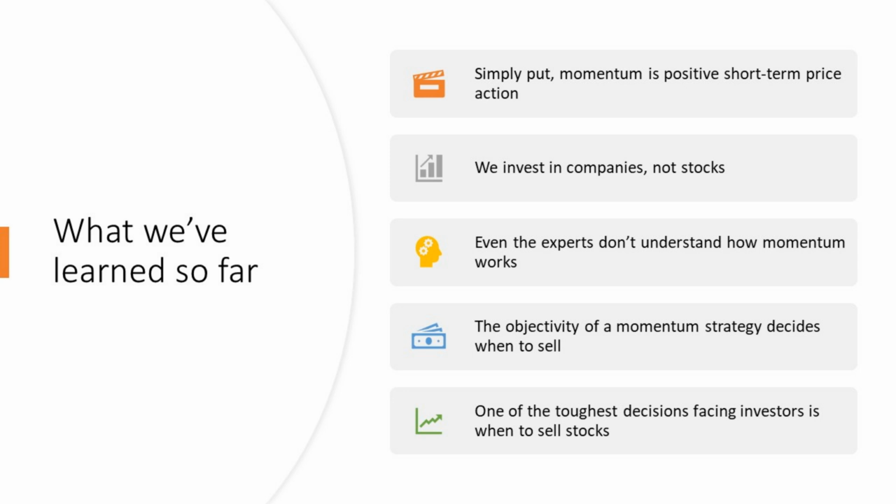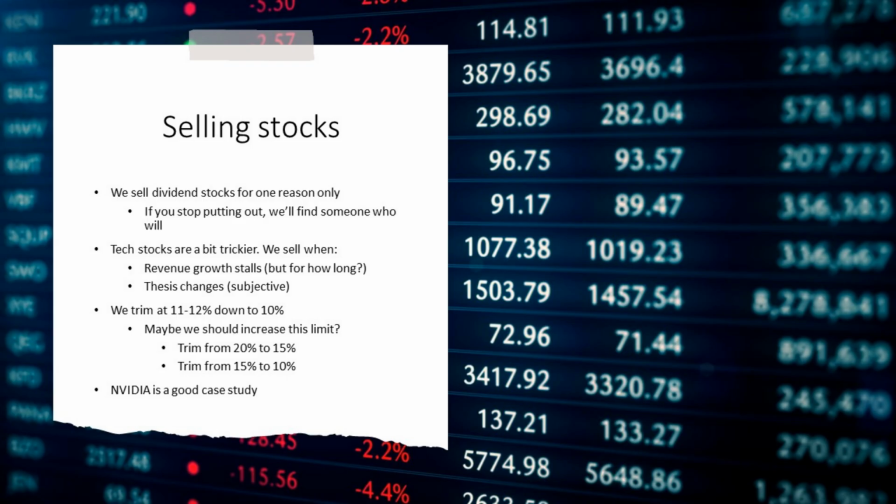The objectivity of a momentum strategy decides when to sell, because figuring out when to sell is one of the toughest decisions that investors will face. So I wanted to touch on that quickly. When do we sell stocks? Well, we sell dividend stocks for one reason only. If they stop increasing their dividends, we find another company that will.